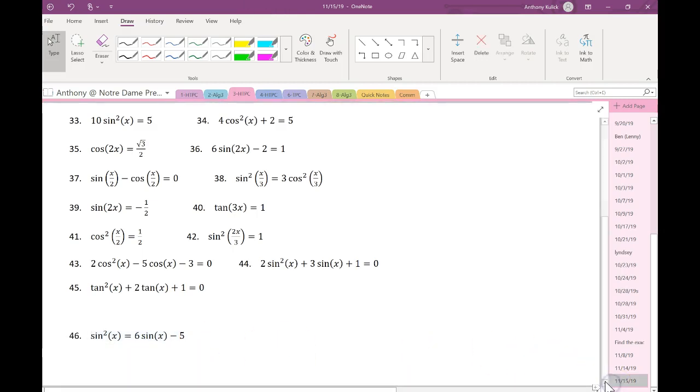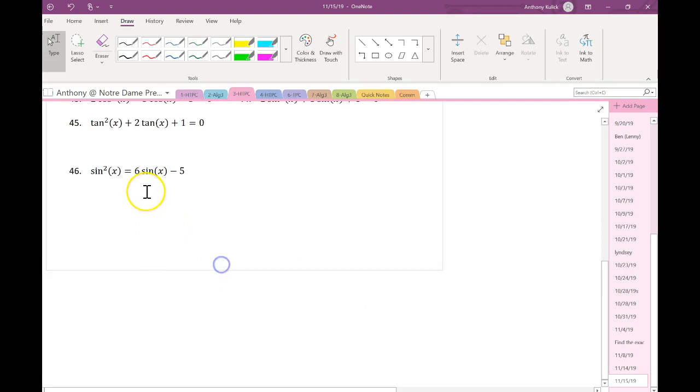So, the first thing I'm going to do is treat this kind of like a quadratic. I see both sine squareds and sines in the same problem, and I move everything onto the same side of the equation. Everybody good with this?